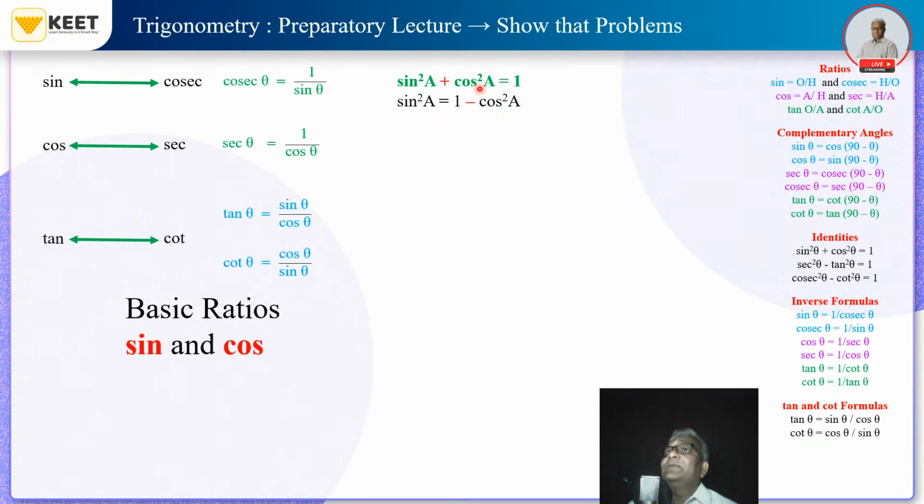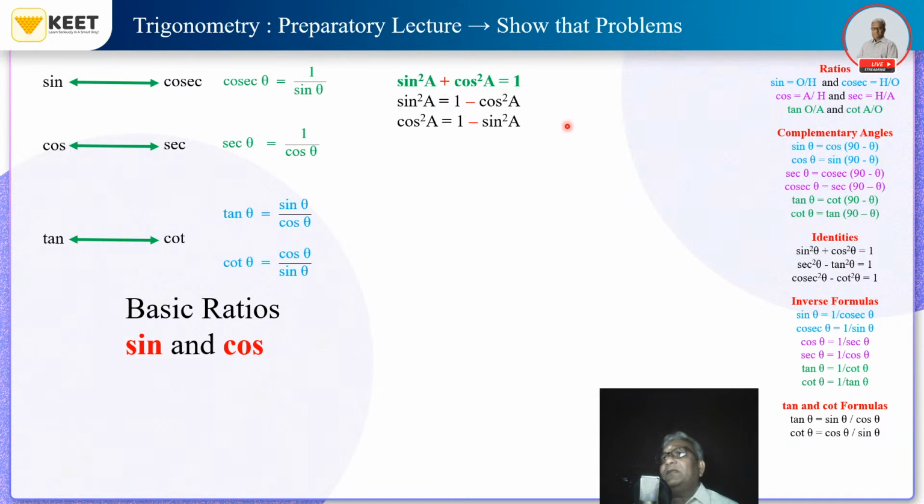Then similarly, you can also obtain the value of cos square a. So cos square a will be equal to 1 minus sin square a. Now wherever there is sin square a or cos square a, you can replace it as required by 1 minus cos square a, and cos square a can be replaced by 1 minus sin square a.